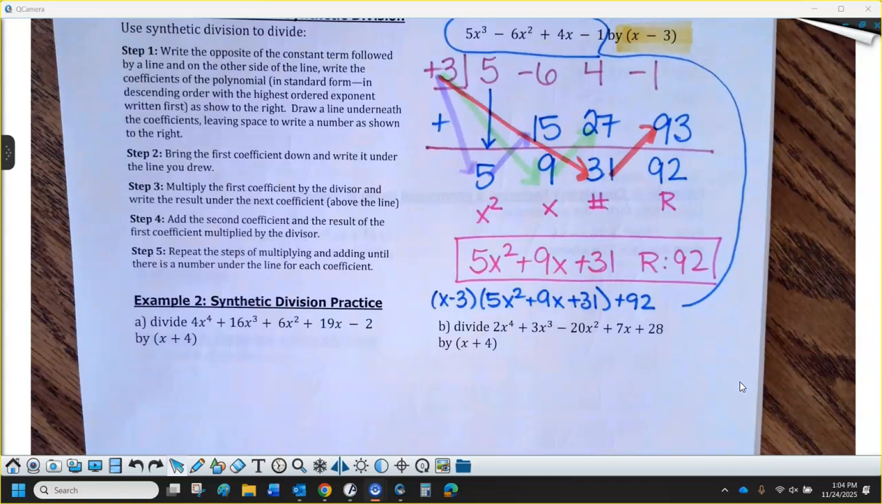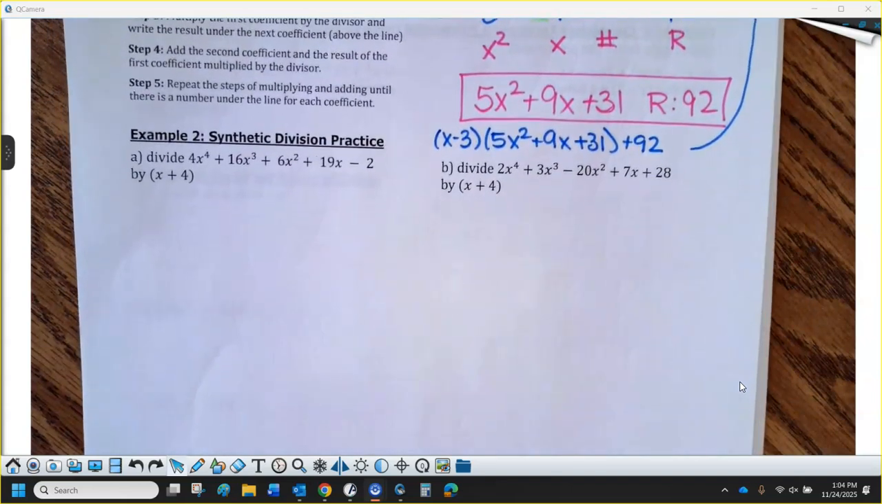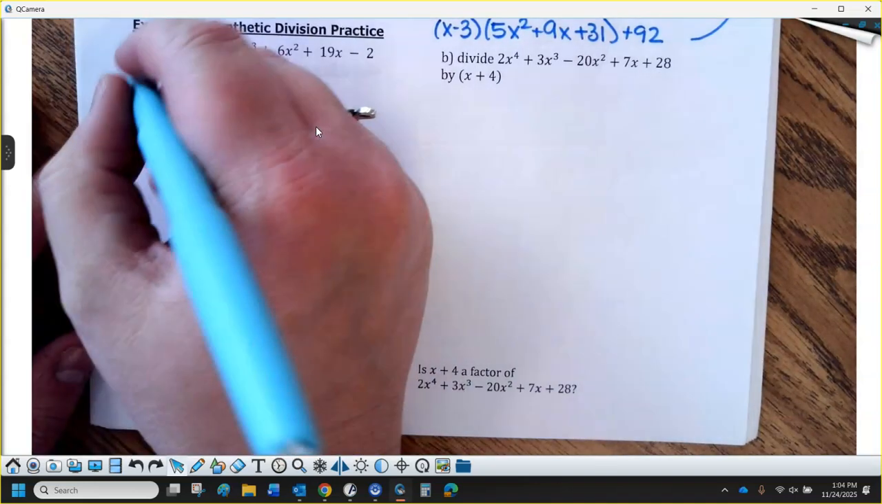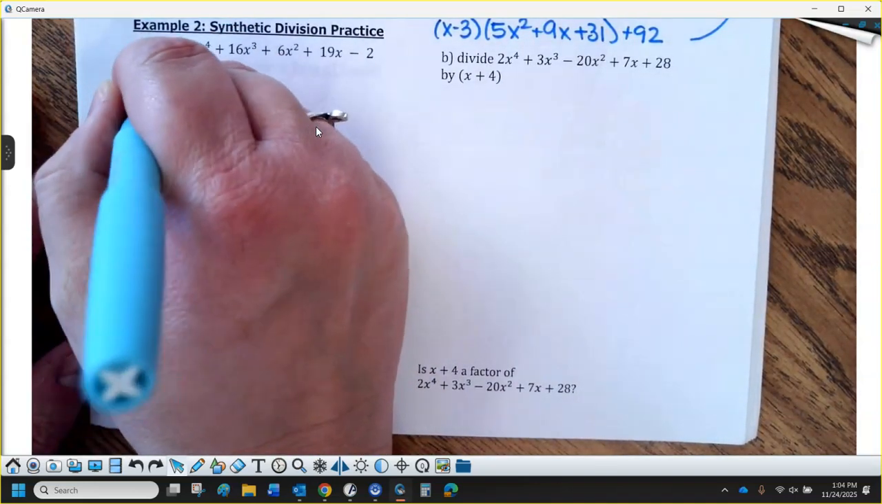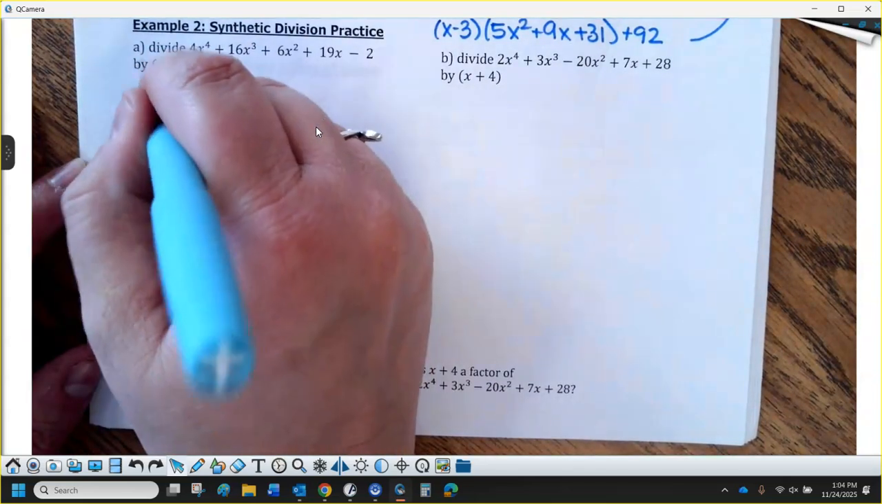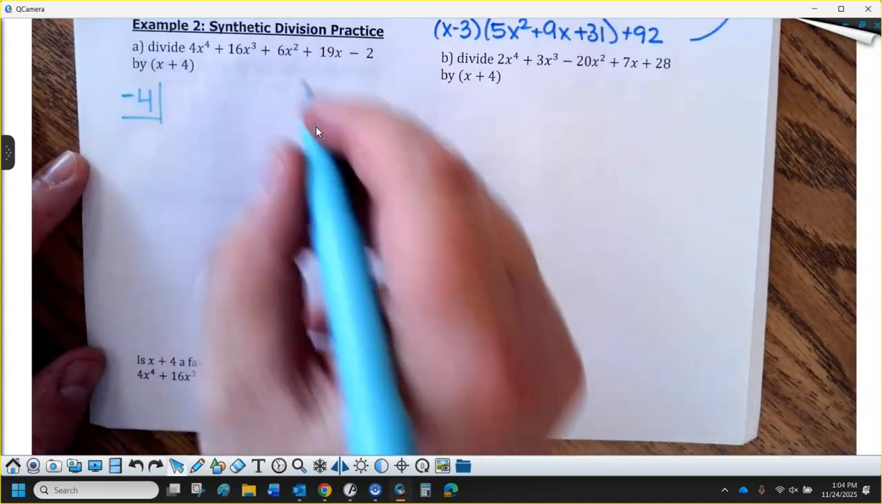So let me do this with you guys again. I know it's super weird, but once you get the hang of it, it's really a faster way to do this if you have this as an option. So immediately I look at this and I see, okay, I'm going to divide by x plus 4. So first thing you do, change what that number looks like. That looks like a positive 4 to me, so I'm going to write negative 4. And then I'm just going to separate it with a backwards capital L shape to separate it from the coefficients.